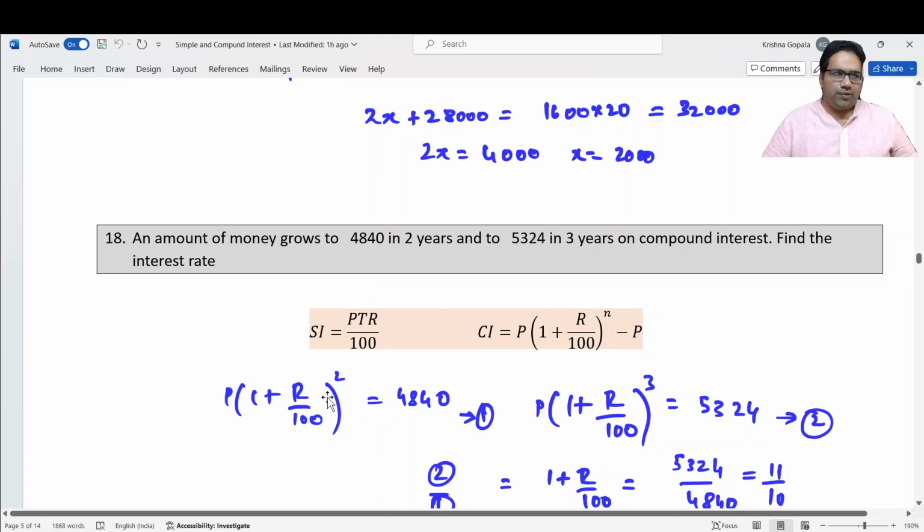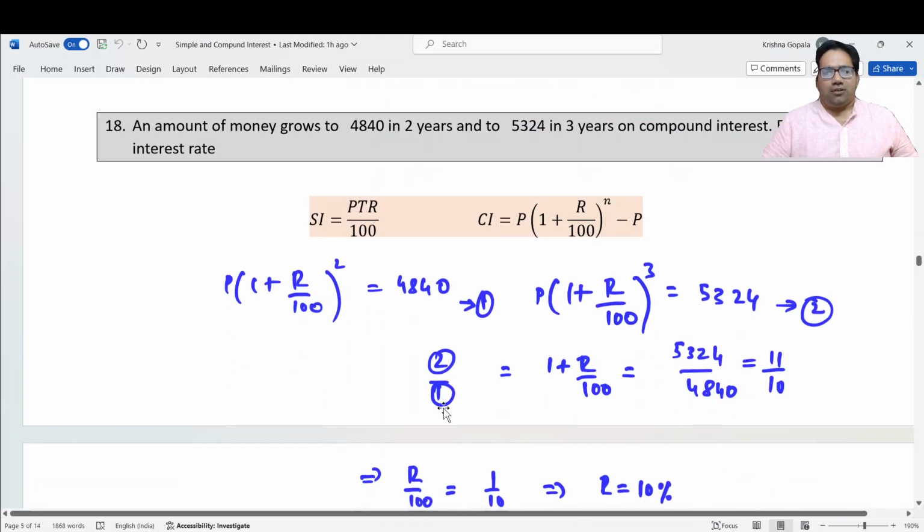Okay, we don't know P, we don't know R, but it doesn't matter. Now what we will do is equation 2 by equation 1. Let x equal 1 plus R by 100. So P into x cube by P into x square. This and this are the same, so P gets cancelled, and we get (1 plus R by 100) whole cube by (1 plus R by 100) whole square.